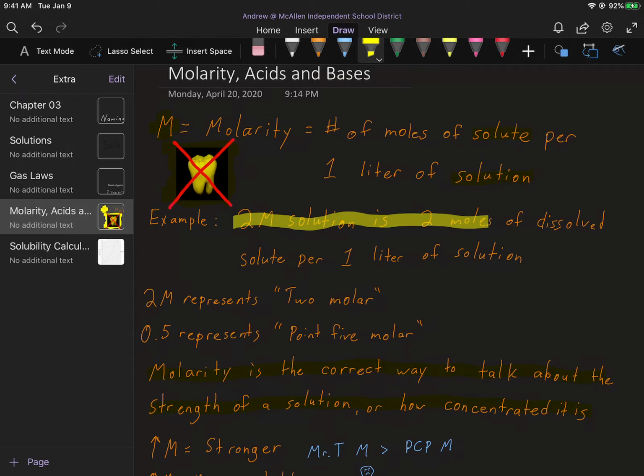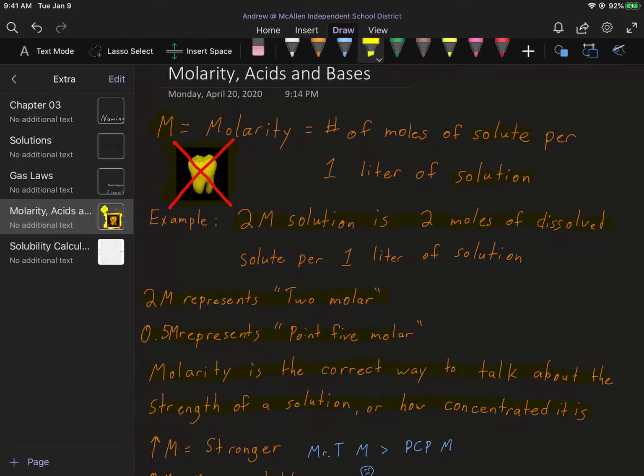A 2 capital M solution is 2 moles of solute dissolved in 1 liter of solution. So that would be 2 moles of sugar dissolved in 1 liter of water. Or it could be 4 moles of solute dissolved in 2 liters of solution. There's a formula for that. We'll see it soon. And then the way to read it, 2 capital M, you read it as 2 molar. 0.5, whoops, that should be 0.5 M. 0.5 capital M is read as 0.5 molar.